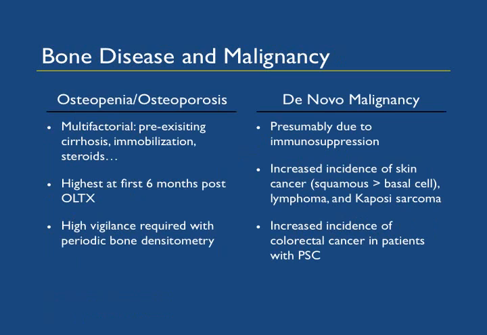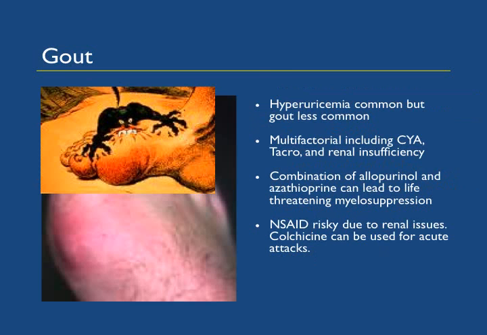Bone disease is also very common and highest 6 months after transplantation. A high degree of vigilance for osteopenia and osteoporosis is required. De novo malignancies is also a problem, presumably due to the immunosuppression. There is particularly an increased incidence of skin cancer. Hyperuricemia is also very common after transplantation, although gout is less common.